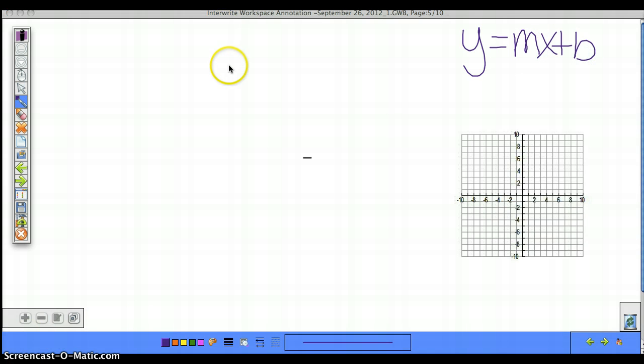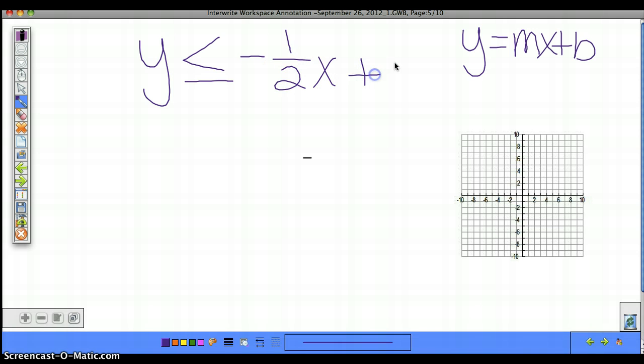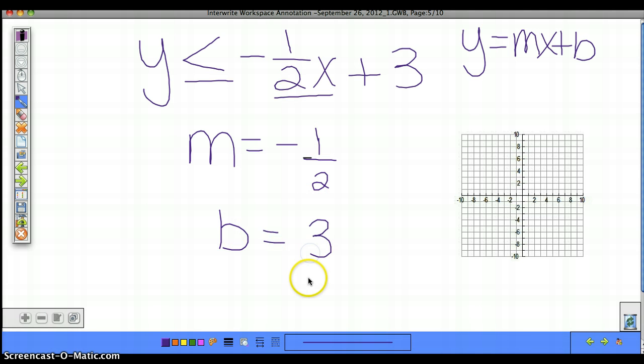So let's graph the line y is less than or equal to -1/2 x plus 3. Now, in order to graph this line, you're going to follow the same steps that you would follow in just graphing a normal line that's in slope-intercept form. So here, my slope, whatever's being multiplied to x, is -1/2. My y-intercept is 3.